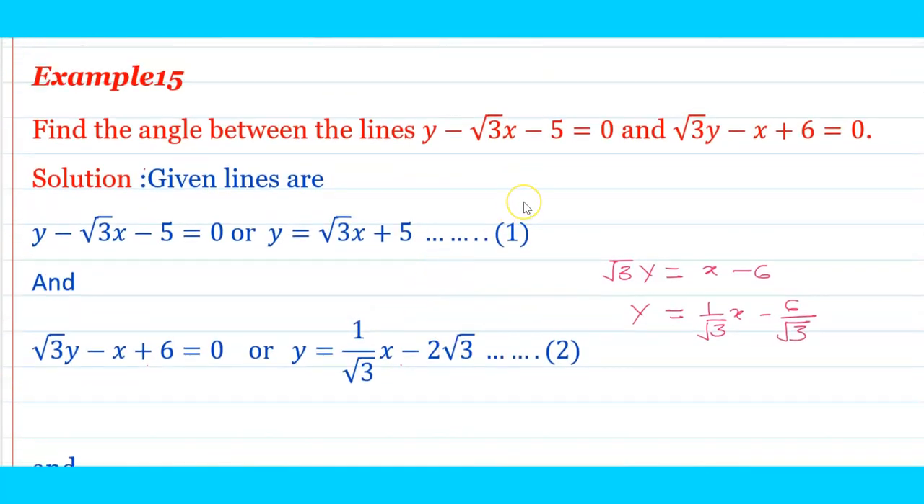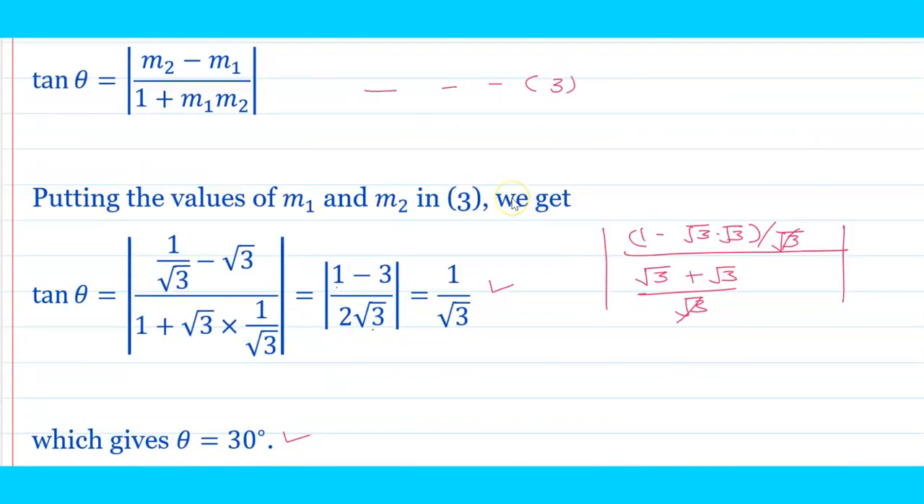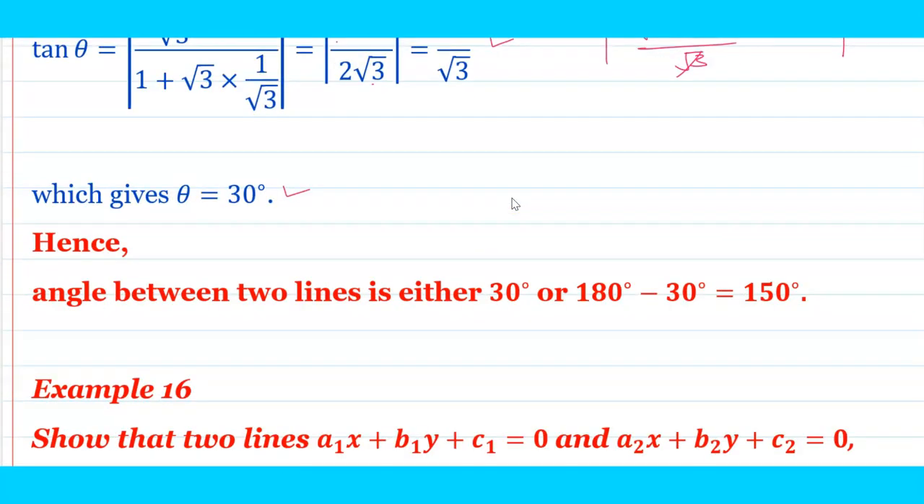And hence, the angle between these two lines is 30, or the angle between these two lines is 180 minus 30 also, that is 150 or 30 degrees.